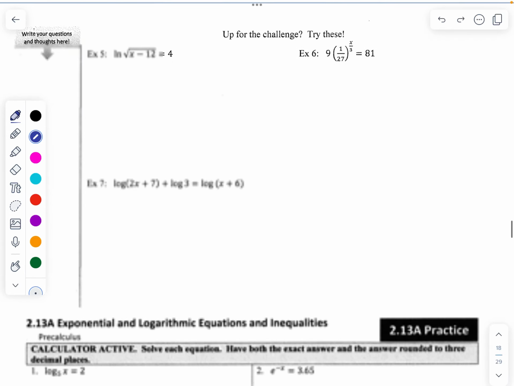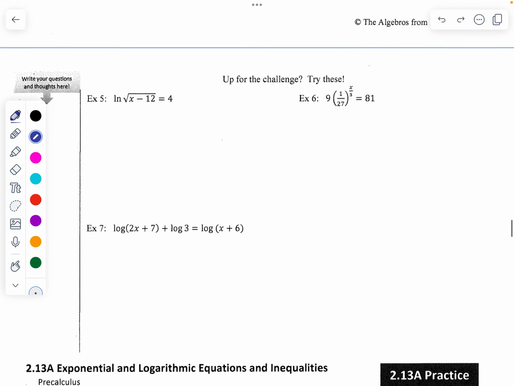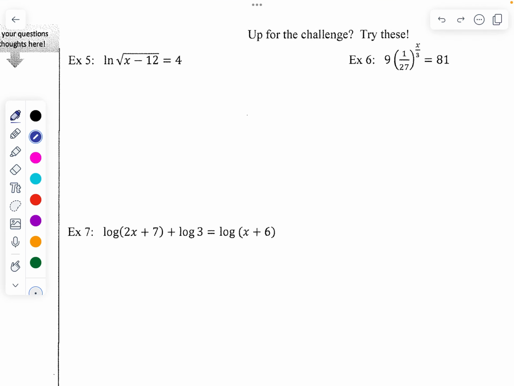Next page. This is where you get to try these on your own. Push pause on the video, try them on your own, and then come back and see if we got the same thing. I'm just going to remind you that when you see ln, that's the same thing as a log base e. All right, go ahead and push pause and see if we can get the same thing together.